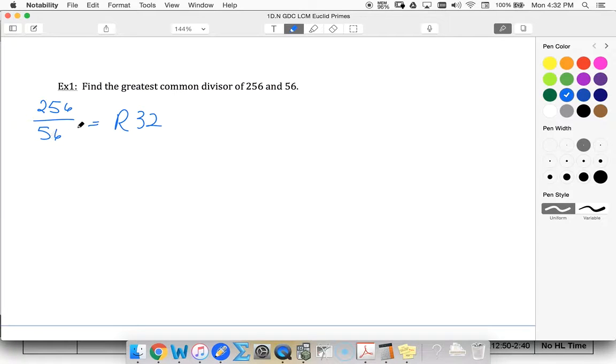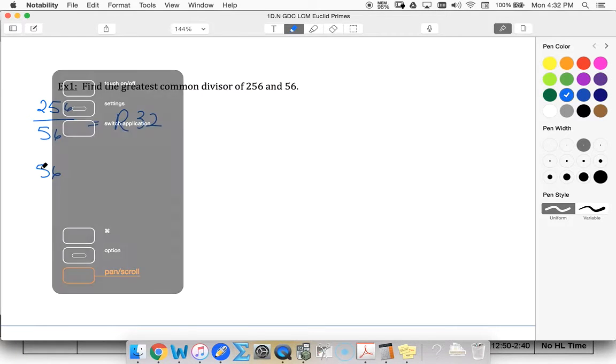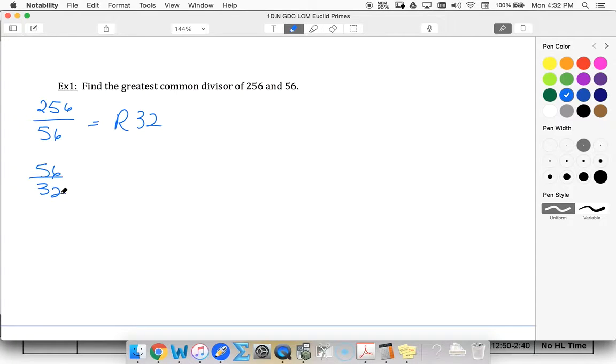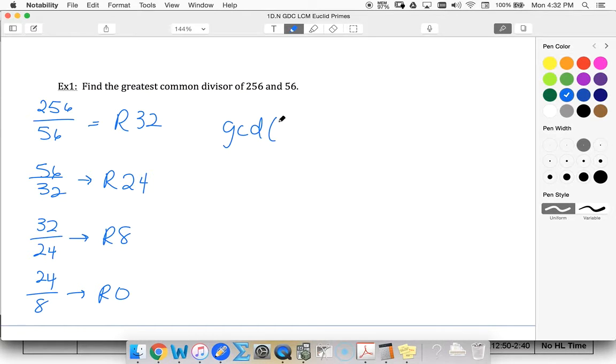Now I'm going to take 56 divided by 32. Well, I can see that that's going to be 1, so this leads to a remainder of 24. Now I'm going to do 32 divided by 24. This gives me a remainder of 8. 24 divided by 8 gives me a remainder of 0. So that must mean that the GCD of 256 and 56 is 8.